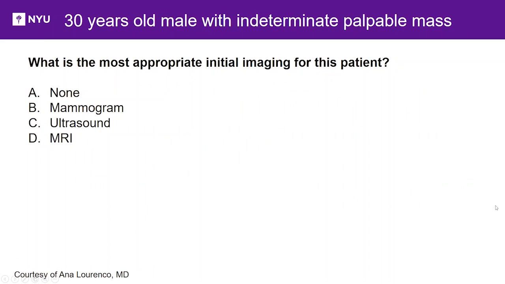So now, how about this case? 30-year-old male with indeterminate palpable mass. What is the most appropriate initial imaging for this patient? Is it choice A, none, B, mammography, C, ultrasound, or D, MRI? So here the nuance is that this is now a 30-year-old man, whereas before we were talking about men who are going to be under the age of 25. And here now, mammography is the most appropriate initial imaging exam.